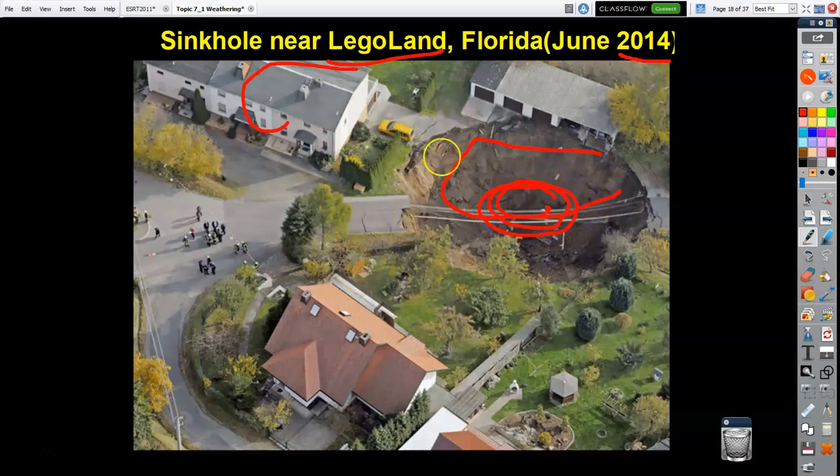Again, the surface is sand. Sand isn't going to hold. So once the foundation underneath the limestone is chewed away, this sand is just going to buckle and cause the structure on top to collapse. So you get these very common, this happens a lot in Florida.